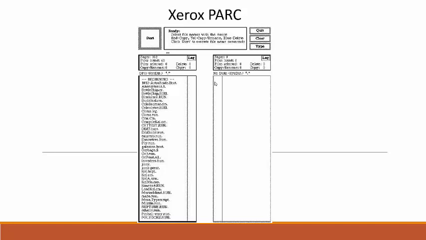The researchers at Xerox PARC indeed created a graphical user interface, and you're looking at it right here. This is actually from the 70s, right? This was never made available. This was never a commercial product, but this is what they came up with as a way of having users make systems easier for users to use.